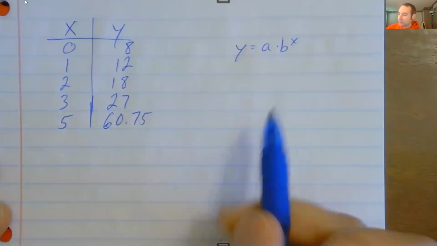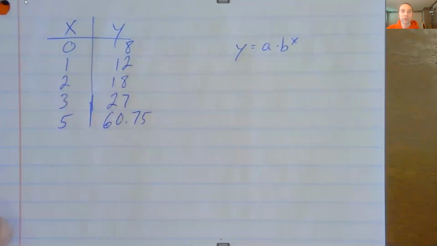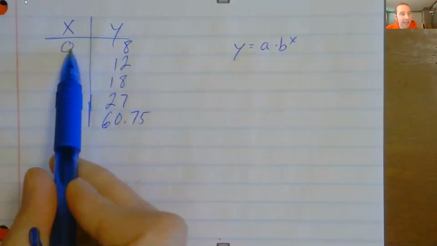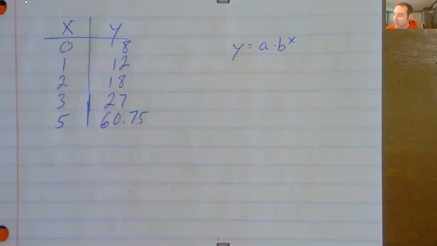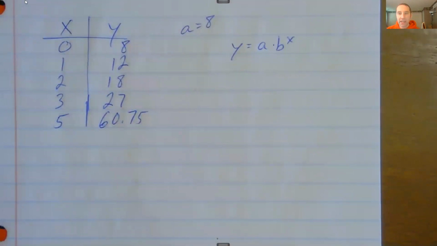Hopefully, one of those unknowns in my formula, y equals a times b to the x, is jumping out at you, and that should be the starting value. Here it is: at x equals 0, my y value is 8. That's my starting value. I know that a is equal to 8. So then the question is, how do I find that multiplier?